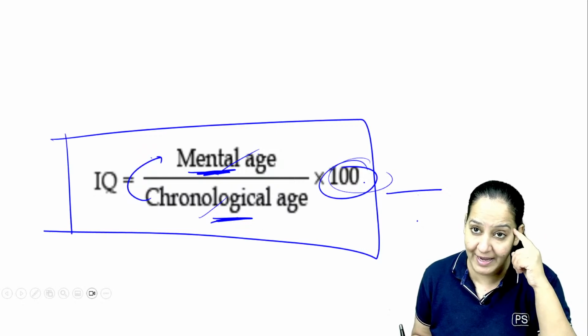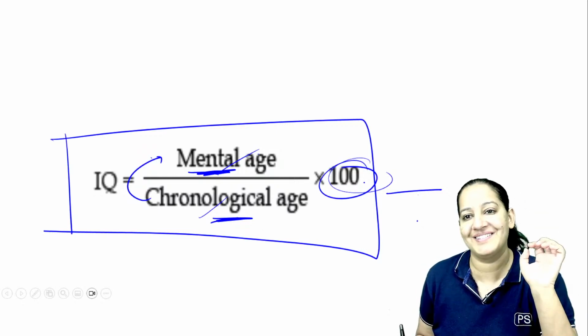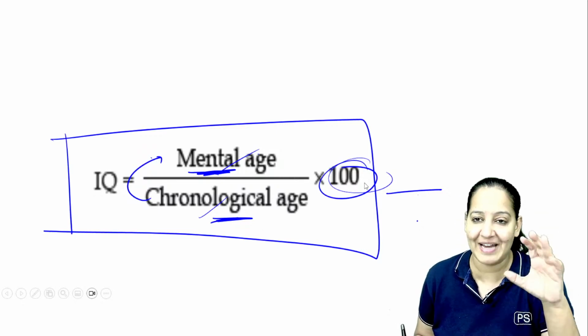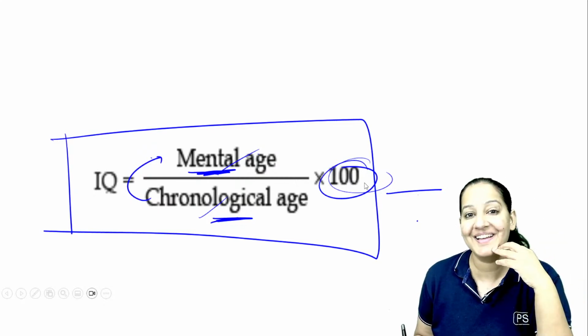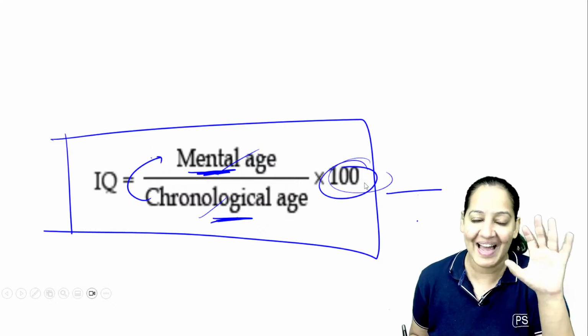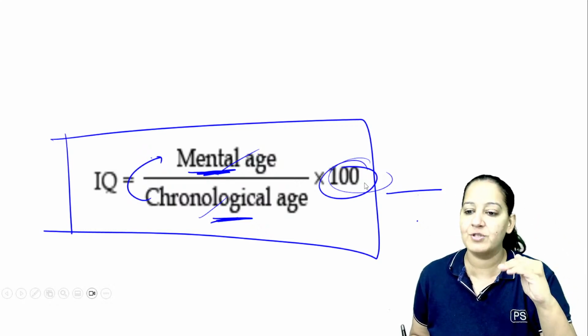Someone is having mental age ahead of the chronological age, right? So I will tell you what categories they are. And someone is having mental age behind the chronological age. They are retarded, mentally retarded. So that is the IQ: mental age upon chronological age into 100.